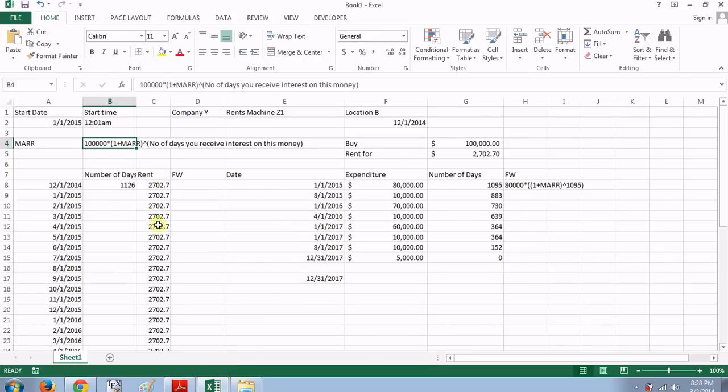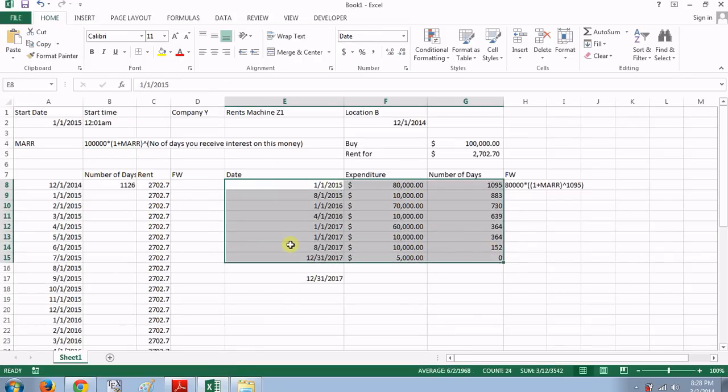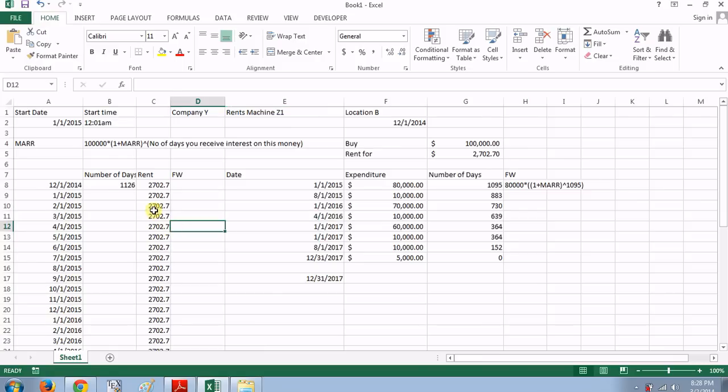You can either rent location B or buy location B. Now, these expenditures are going to be fixed. But depending on whether you rent or buy location B, your future worth may change. So you actually have two values of future worth.